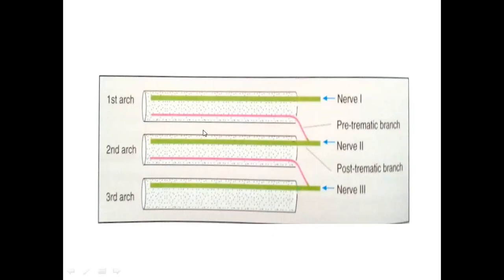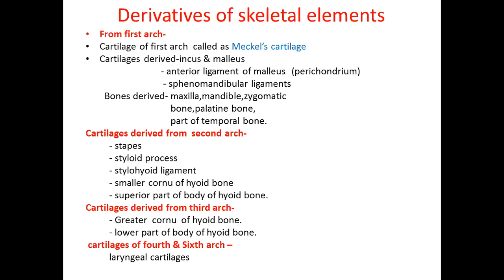This occurs in human beings only for the first pharyngeal arch. The rest of the arches have their own single nerve supplying the various structures or muscles derived from that particular arch. So this diagram clarifies the concept of what we mean by post-trematic nerve and pre-trematic nerve.